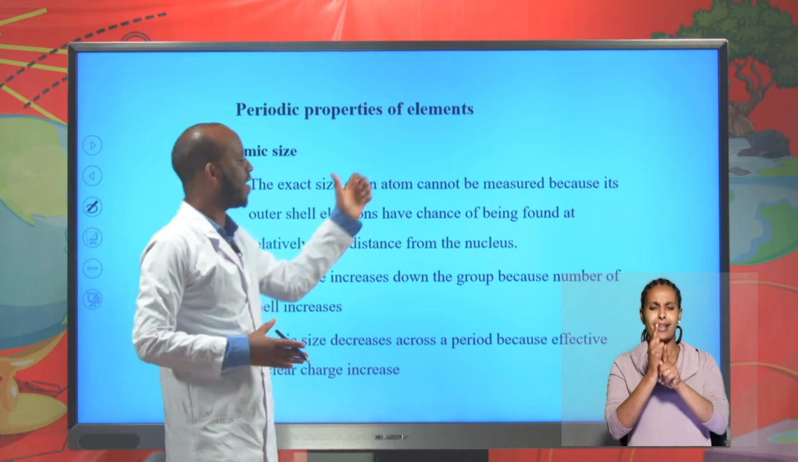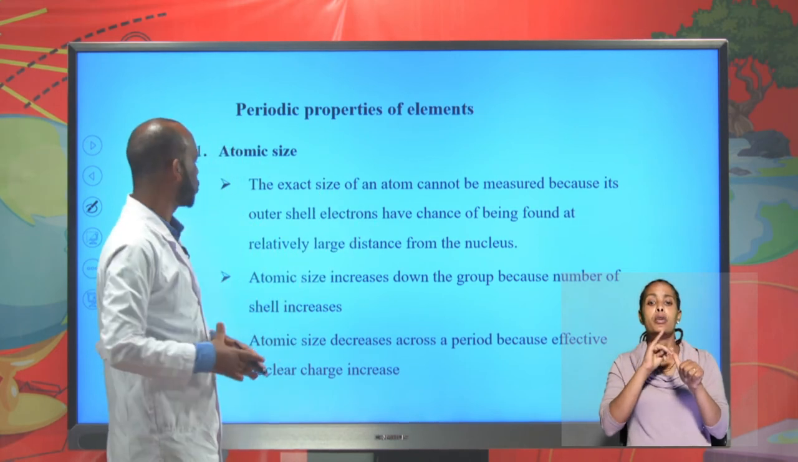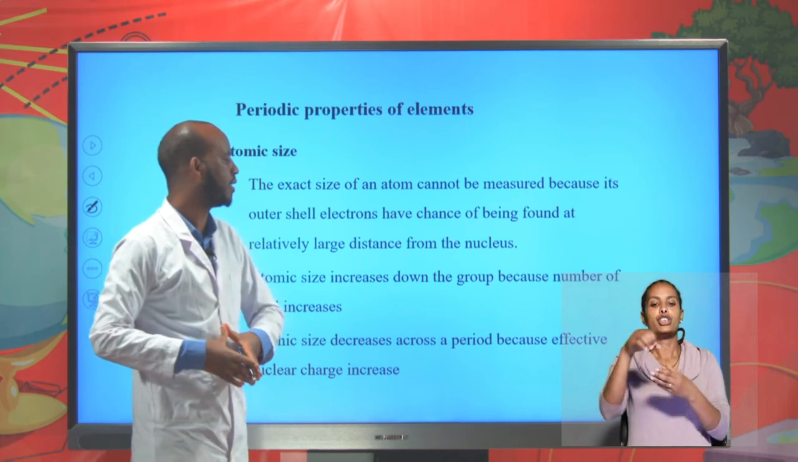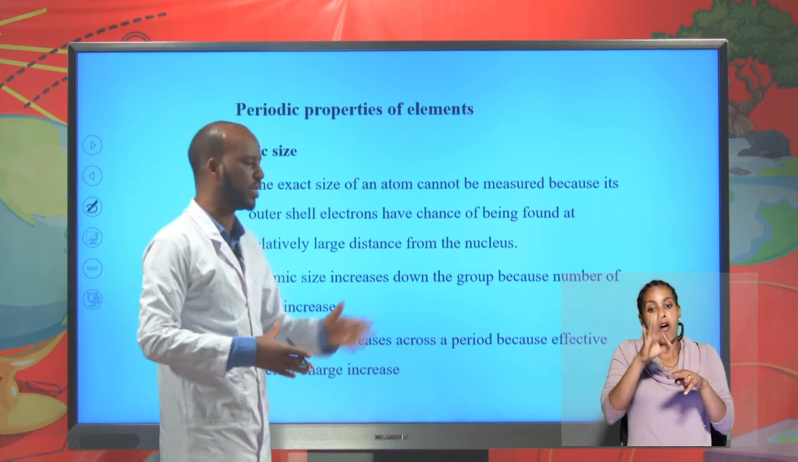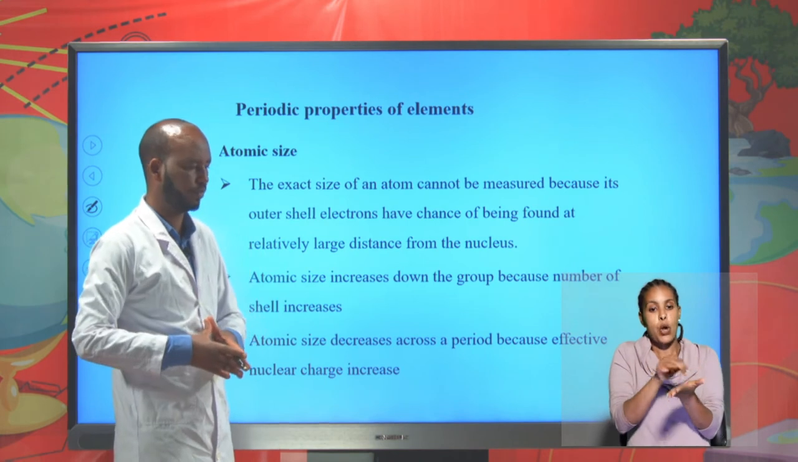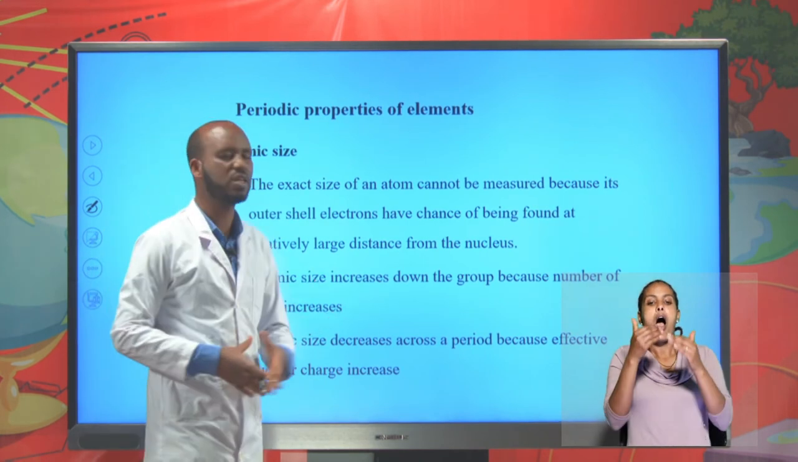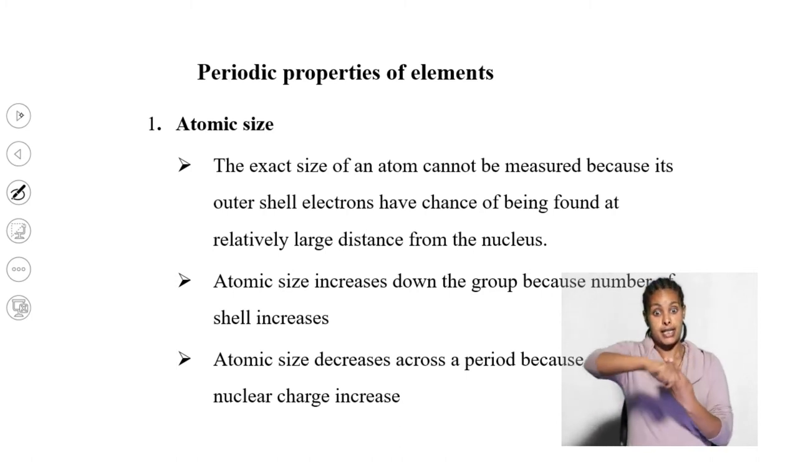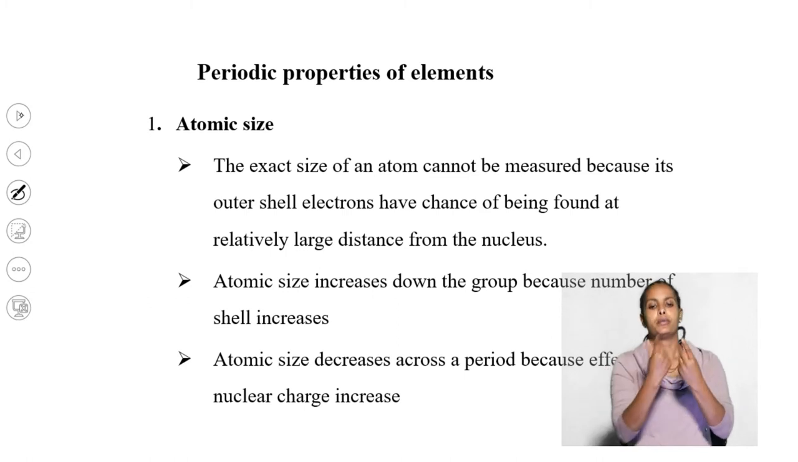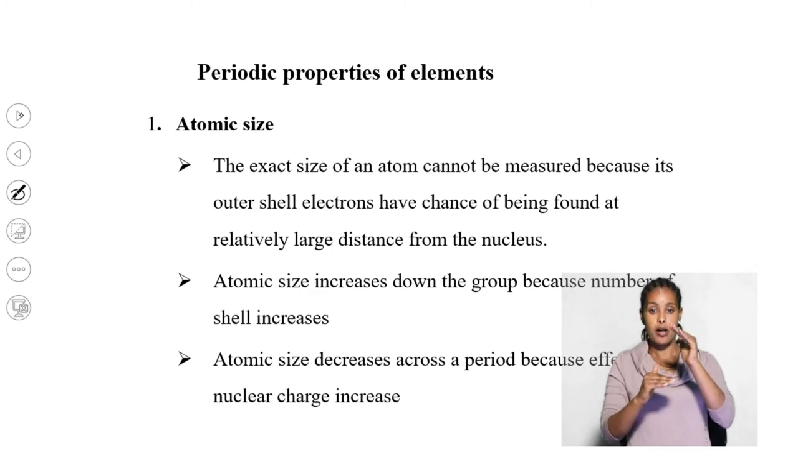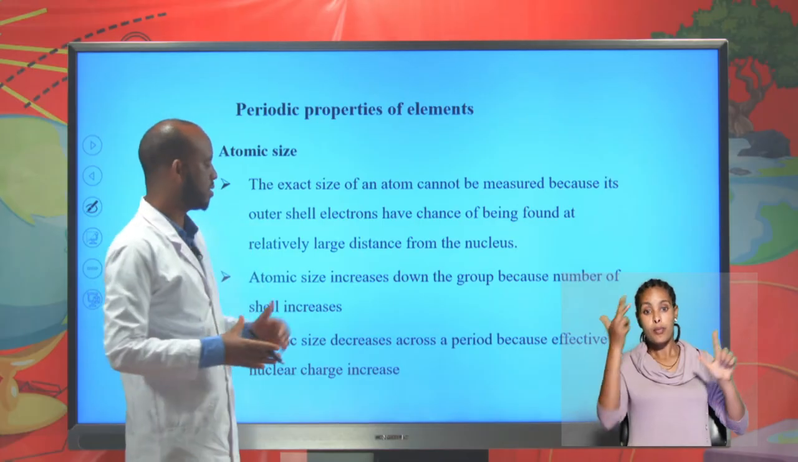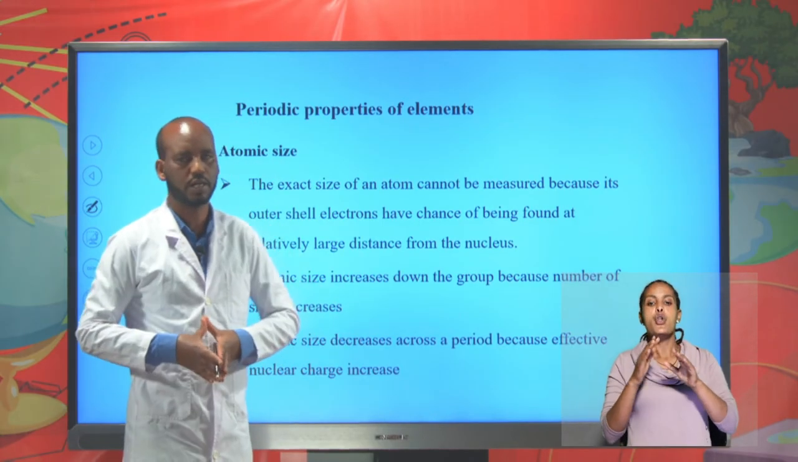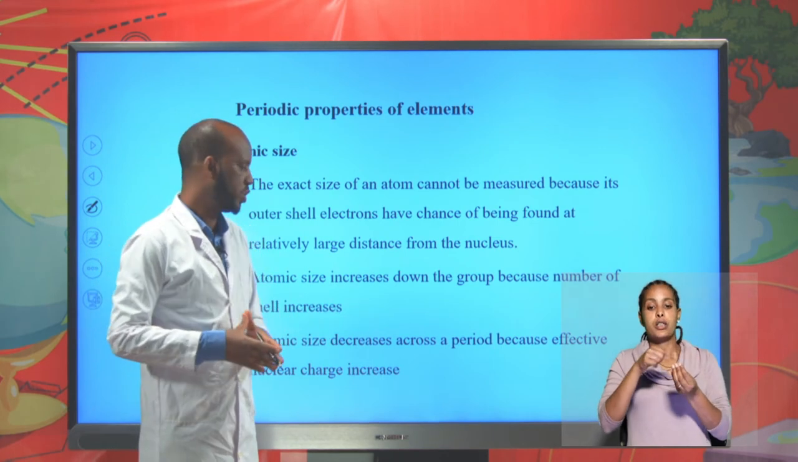The exact size of an atom cannot be measured because its outer shell electrons have a chance of being found at a relatively large distance from the nucleus. Now, atomic size increases down the group. Why? Because the number of shells increases down the group. Atomic size decreases across a period in moving from left to right because the effective nuclear charge increases across a period.